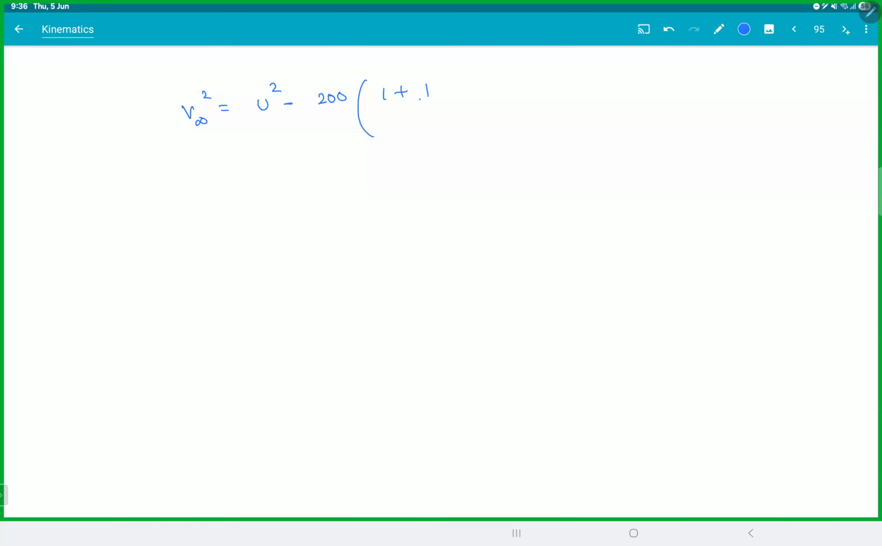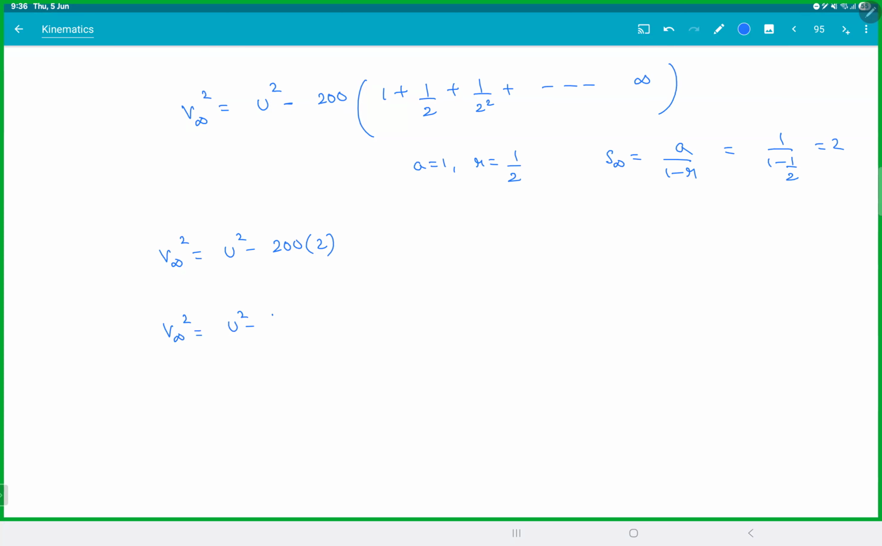into 1 plus 1 by 2 plus 1 by 2 square, and so on till infinity. Here a is equal to 1 and r is equal to half. So the sum of infinite terms will be a by 1 minus r. That will be 1 by 1 minus half, which is 2. So you get V infinity square is U square minus 200 into 2. So V infinity square is U square minus 400.